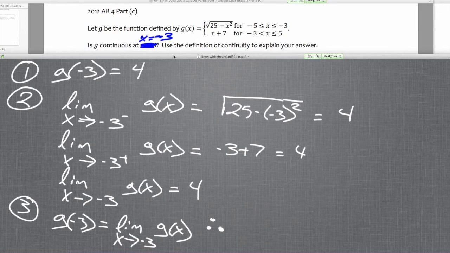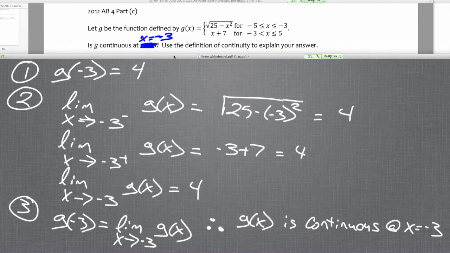What? It stands for therefore. So anytime you want to say therefore, you can use the 3-dot triangle, and that will replace therefore. So we're going to say therefore, g of x is continuous at x equals -3.